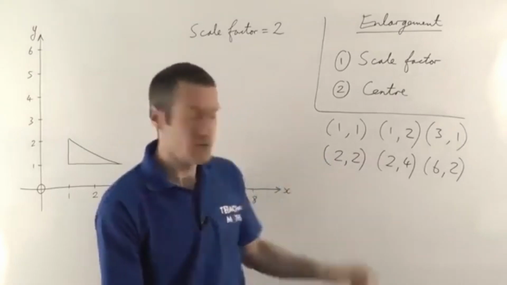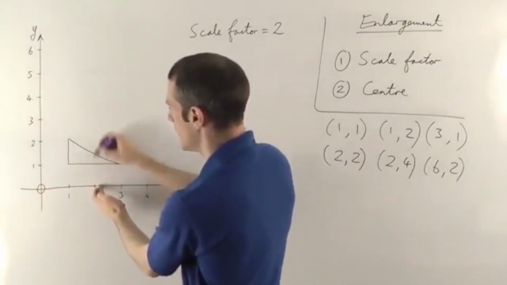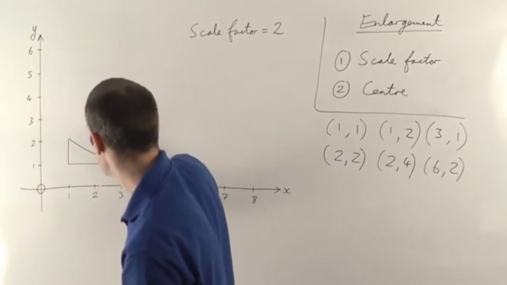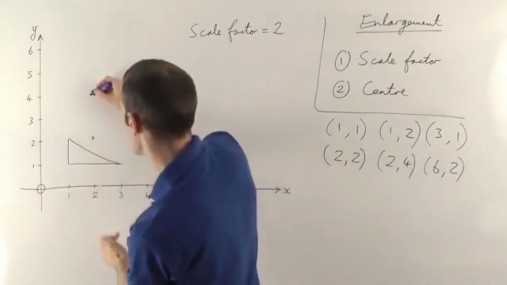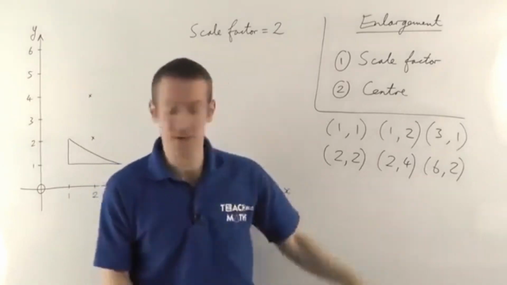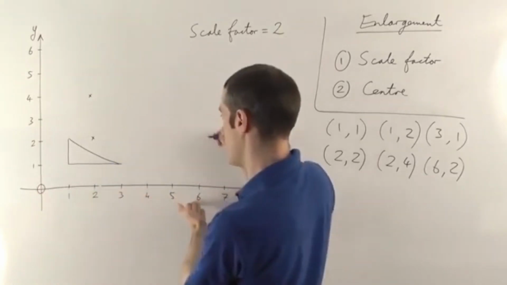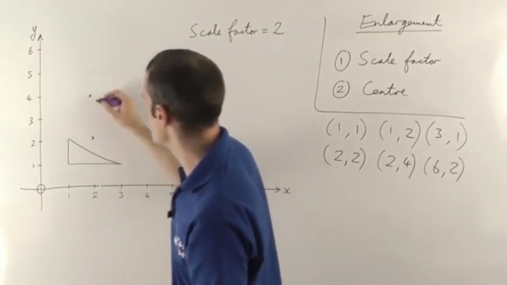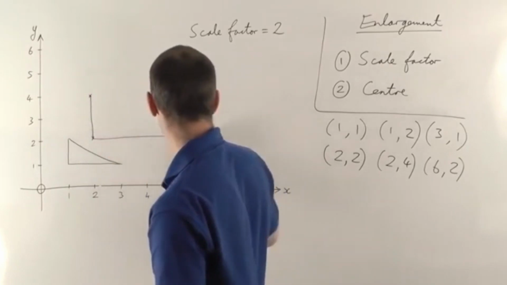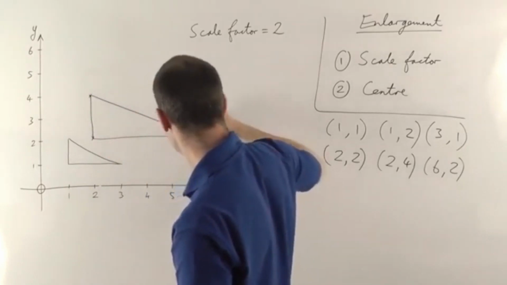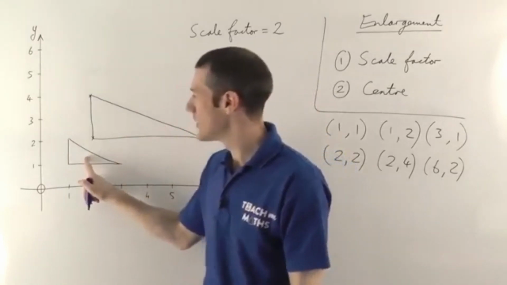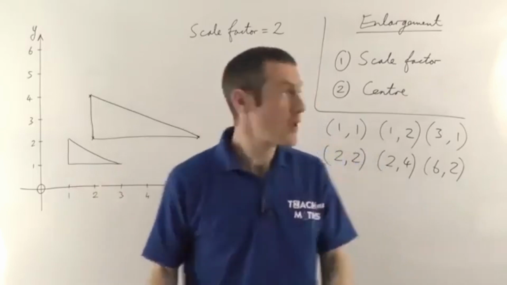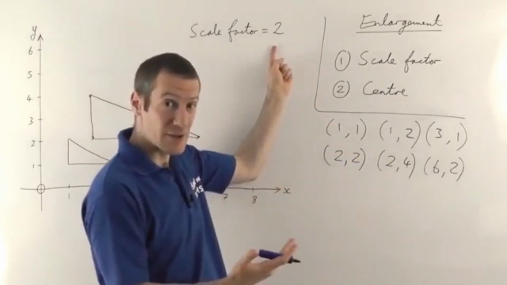So we've got 2, 2. So you go to 2, 2. That's going to be 1 point there. 2, 4. 2, 4 is up here. And 6, 2. 6, 2 is going to be here. You join up your 3 points and you get your enlarged triangle. And all the lengths on this triangle will be twice as long as they are on the original triangle because the scale factor is 2.